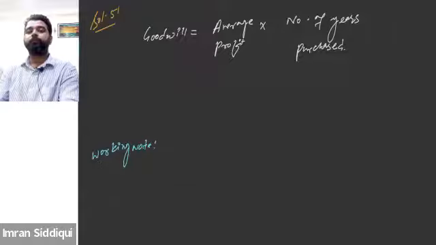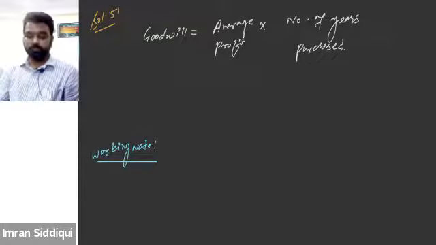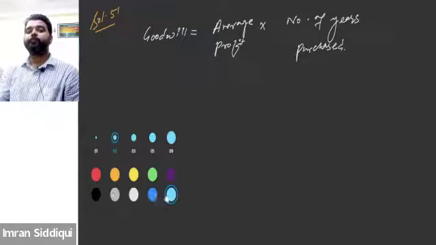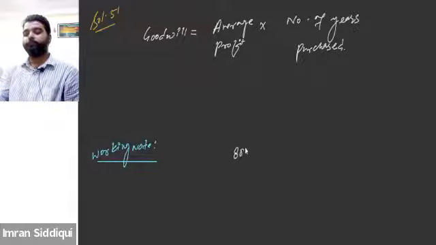Working note. And this is how average profit will be calculated. First of all, the profit in the first year, March 2020, was 8 lakh. Then in the next year, the profit was 15 lakhs. So we will add 15 to 8 lakhs.